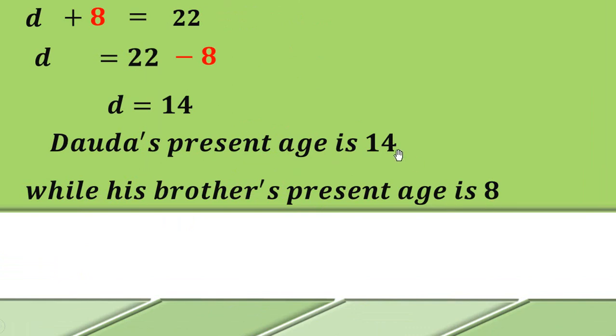So let's analyze them 5 years ago. 5 years ago, how old was Dauda? That's 14 minus 5, that's 9. So 5 years ago, his brother was 8 minus 5, that's 3. So you can see that 3 multiplying 3 here gives the exact age 5 years ago. You know that 5 years ago, truly Dauda was 3 times older than his younger brother. That's how it works. Alright, so we've been able to solve that.